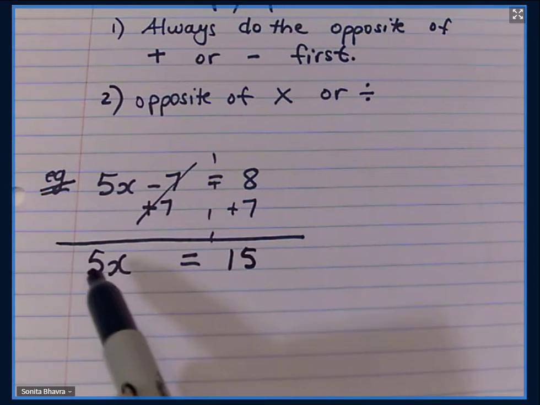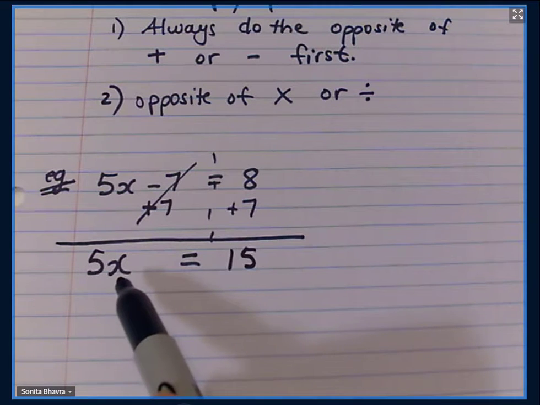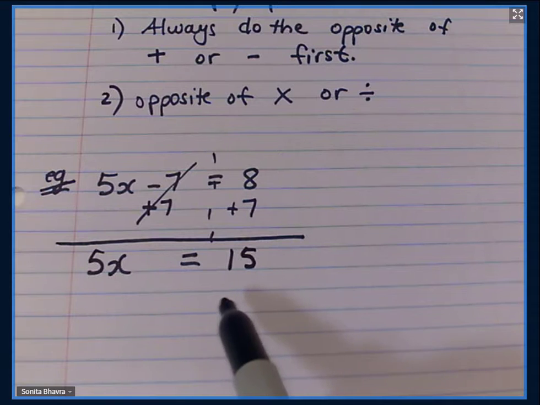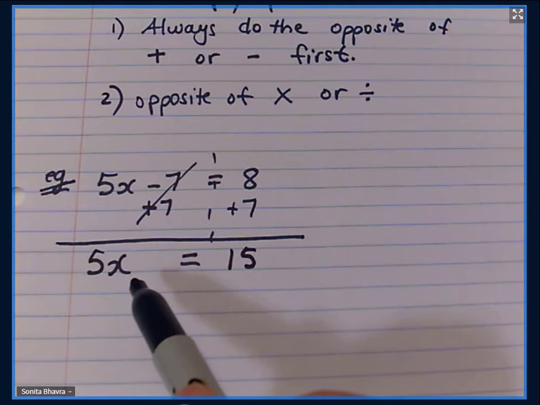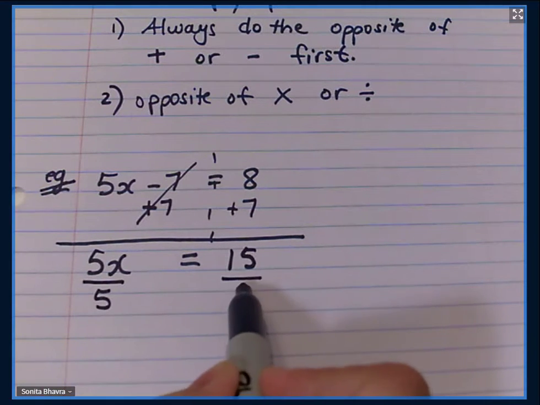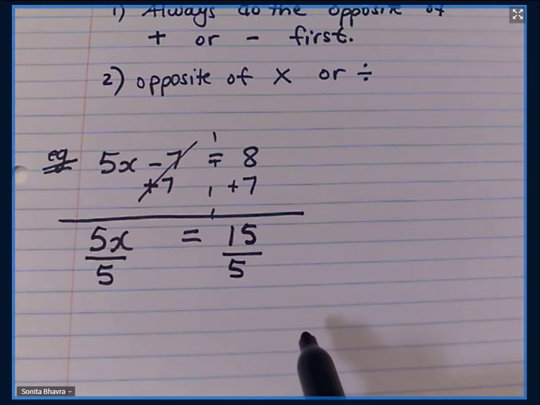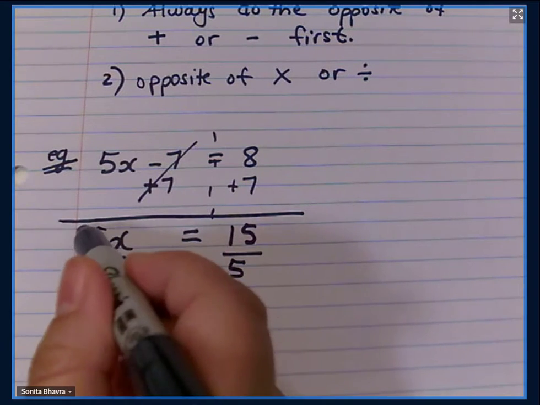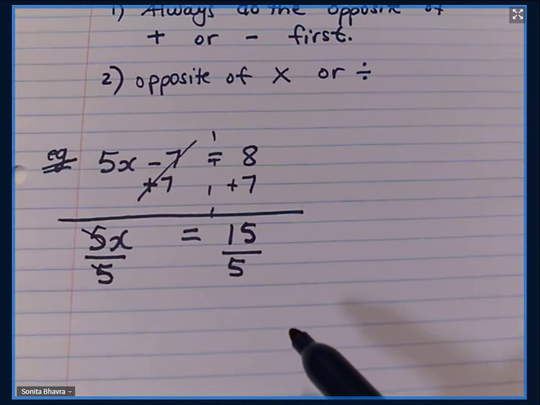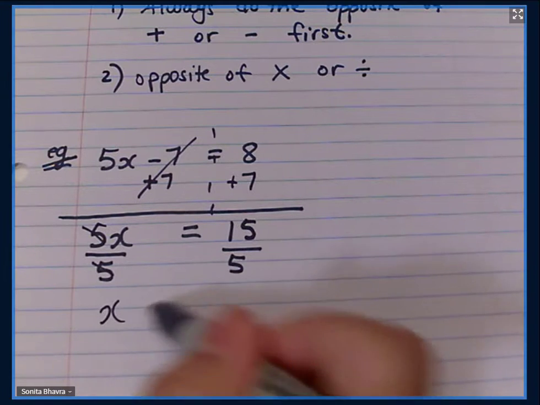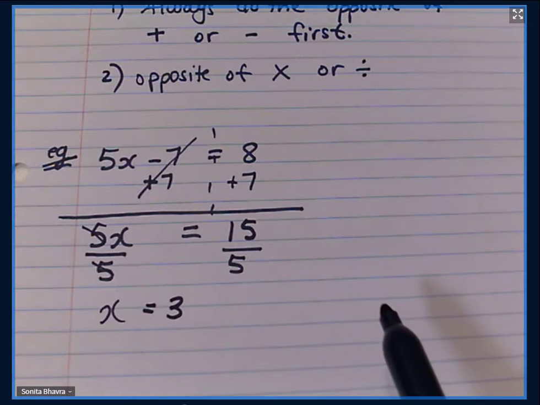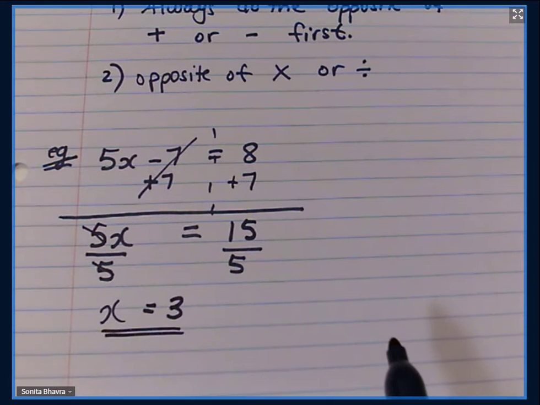All right, so now we have 5x, meaning 5 times x is equal to 15. So now we're looking at a type 1 equation again. The opposite of multiplying is dividing. So we divide by 5 on both sides. And remember, we're working on these equations to isolate x and get x by itself. So 5x divided by 5 leaves me with 1x, or just x, and then 15 divided by 5 is equal to 3. All right, so our answer is that x is equal to 3.